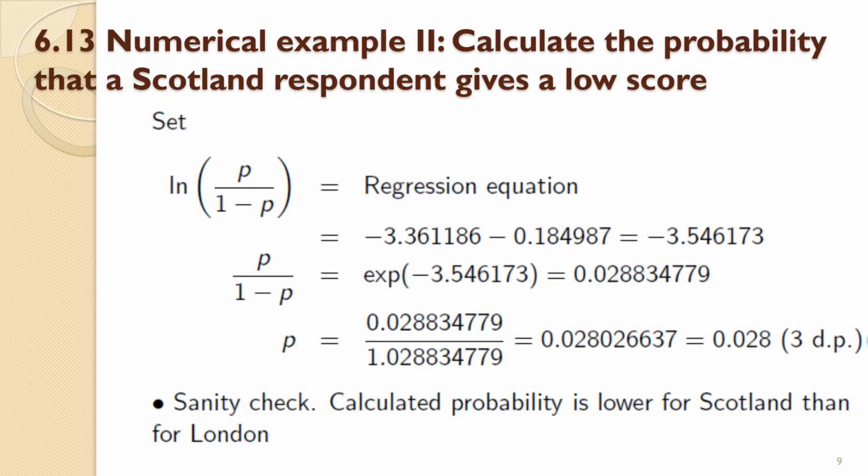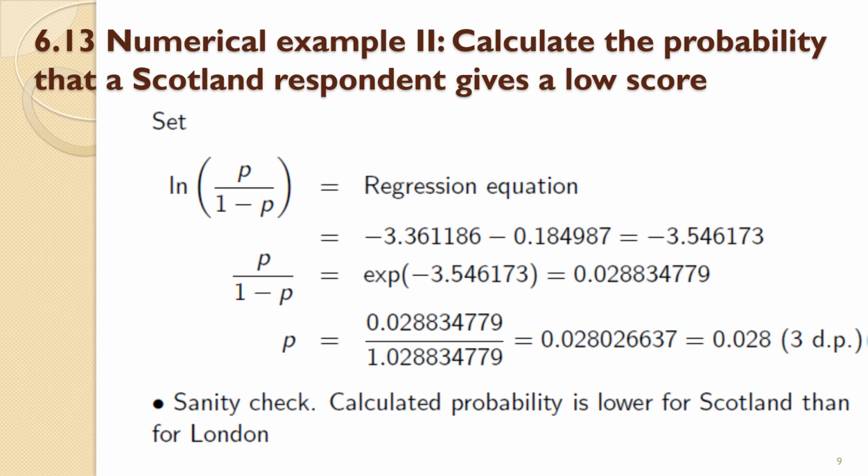So for the second numerical example then, how this works again is setting the log of the probability over 1 minus the probability equal to the regression equation, which in this case is the fixed effects term, and these are listed on slide 6.10. Then take the exponential of both sides, so p over 1 minus p equals the exponential of the regression term, and then p, the probability, would be the exponential of the regression term over 1 plus this, and you get, in this case, 0.028. So, as promised then, this serves as an important sanity check.